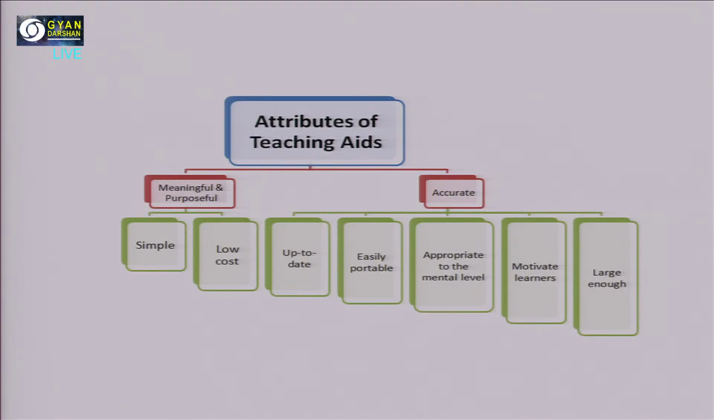Then, attributes of teaching aids. There are different types of attributes. The first one, we can see, is that it is meaningful and purposeful. Then it is simple. It should be low cost. Then up to date, easily portable, appropriate to the mental level, motivating to learners, and large enough. So let us discuss what these attributes mean.